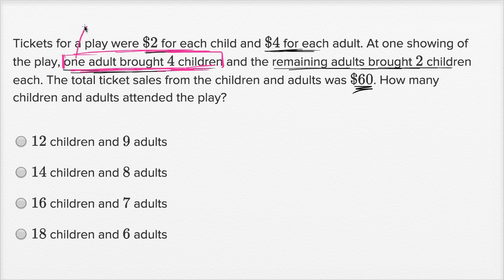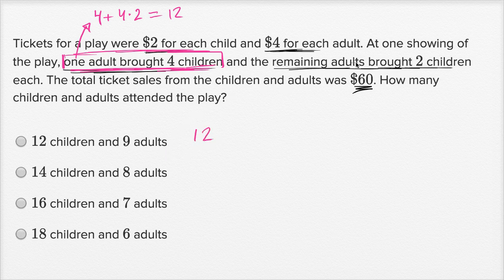Well, that one adult is going to spend $4 for their own ticket, and then 4 children at $2 each. So plus 4 children times $2 per child. This is going to be $8 on the children's tickets plus $4 on theirs. They're going to spend $12. So that adult is going to spend $12.